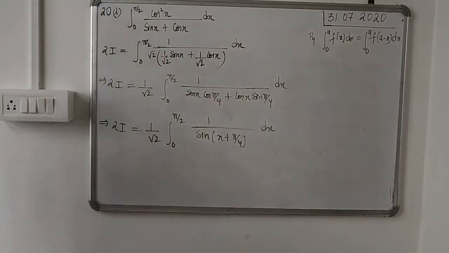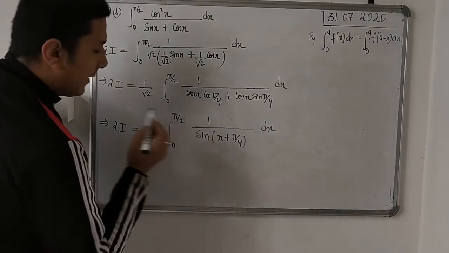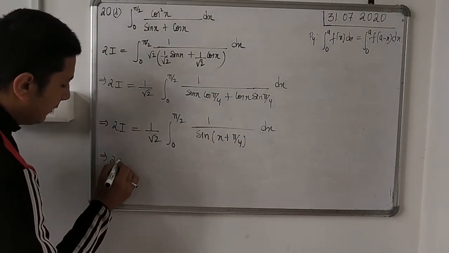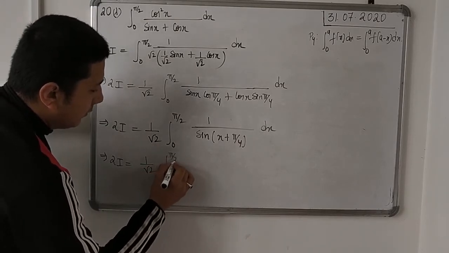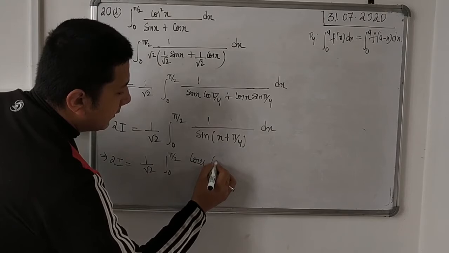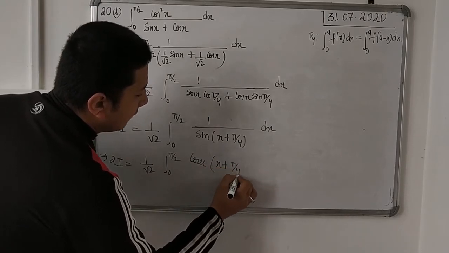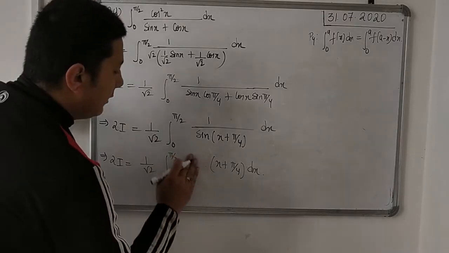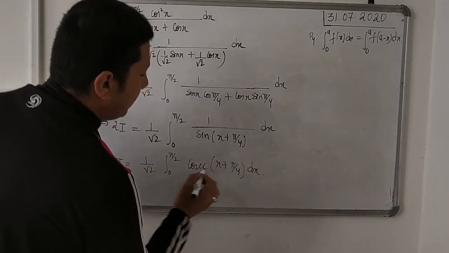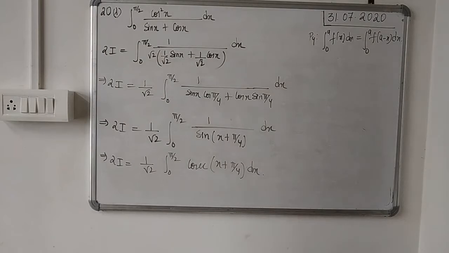Alright, so therefore I'm getting 1 by sine. Now what is 1 by sine? It is cosec. So 0 to pi by 2, this is cosec x plus pi by 4 dx. Now please give me the formula for integration of cosec x. So integration of cosec x is log of cosec x minus cot x, right?